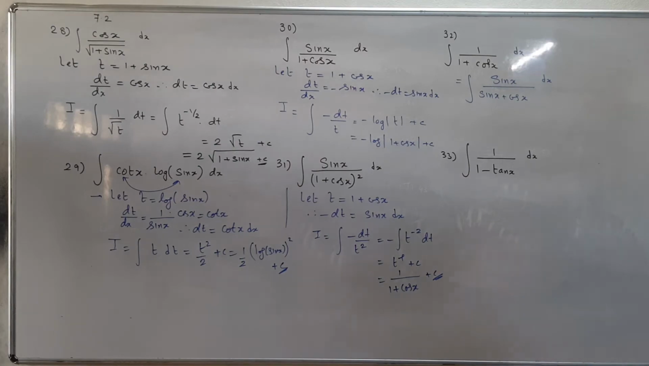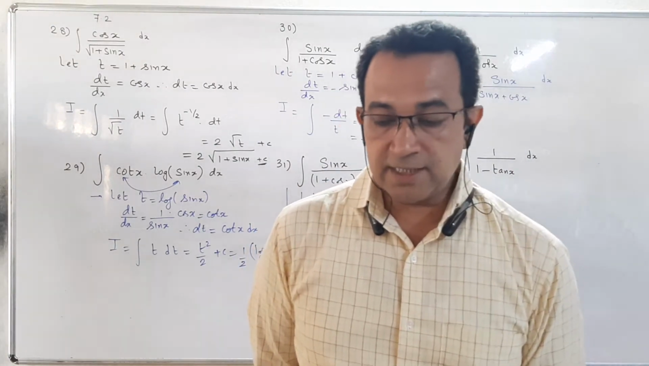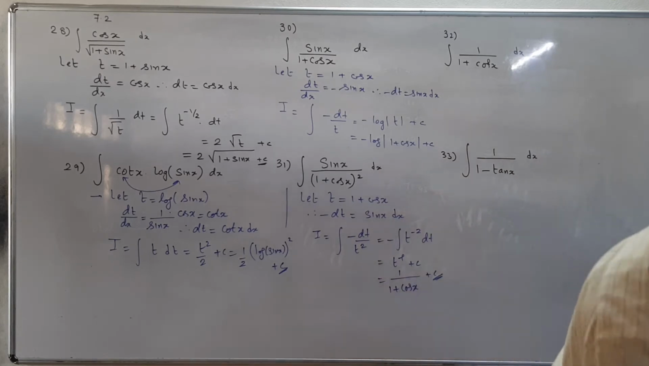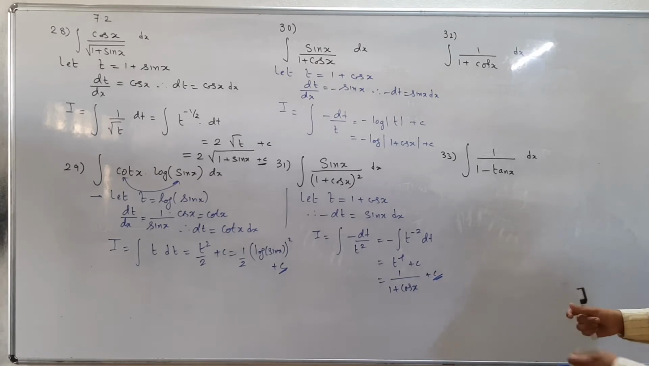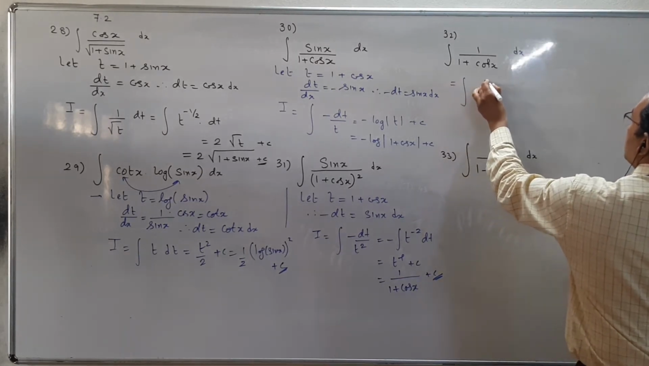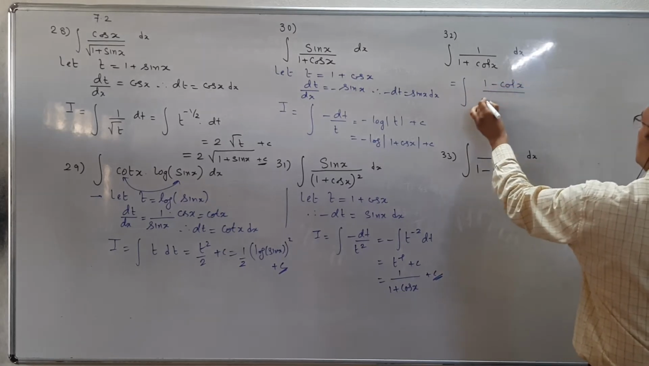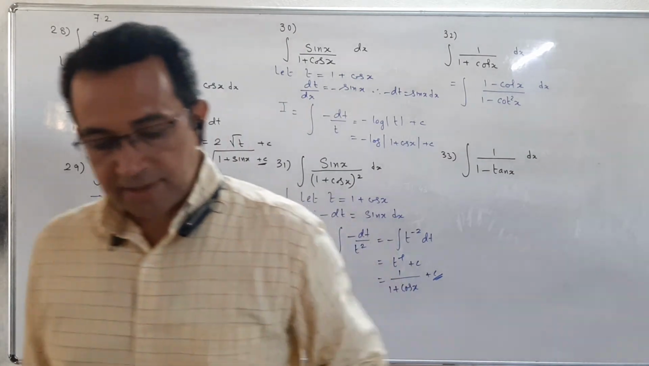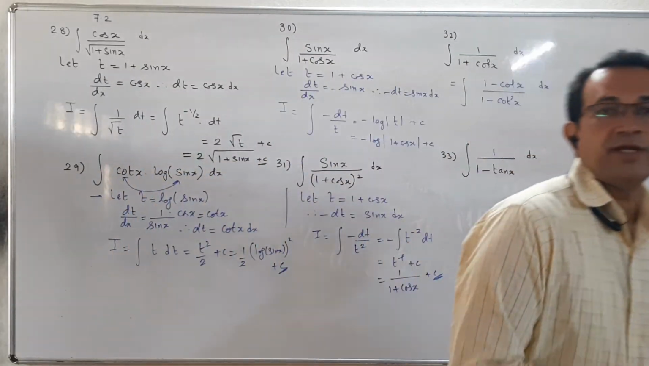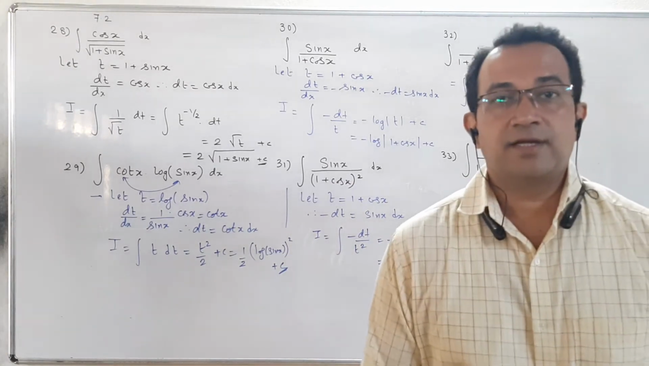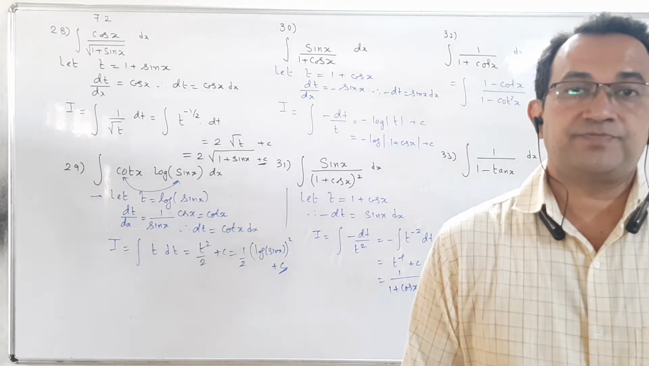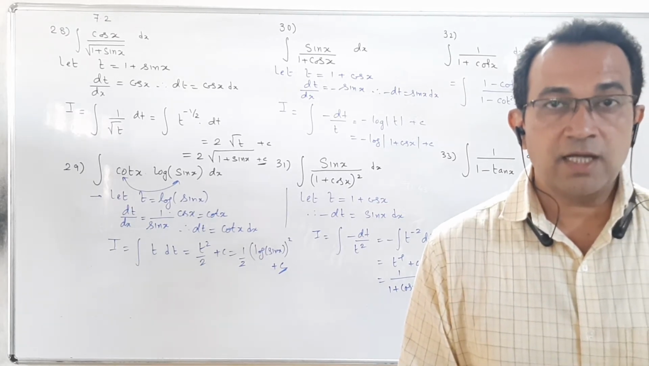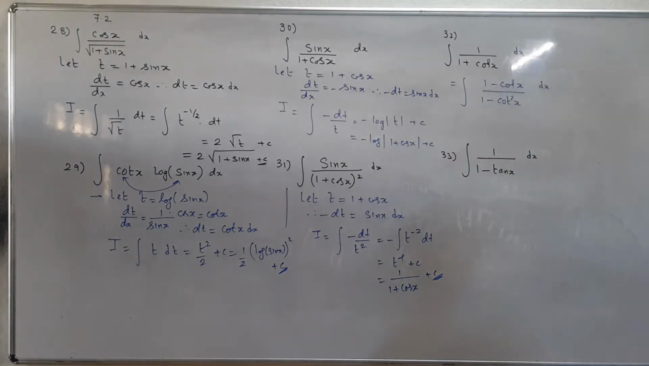So what to do in this type of sum, students? The easiest way is to rationalize the denominator. So I can write this as 1 minus cot x upon 1 minus cot square x dx. I have rationalized. But do we have any formula for 1 minus cot square x? No. Because 1 plus cot square x is cosec square x. We don't have any formula for 1 minus cot square x. So again, students, the problem persists here.